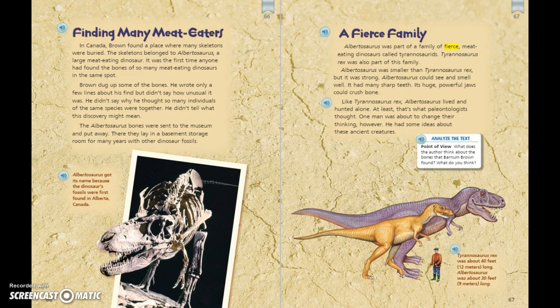We're also going to analyze the text on page 67. Point of view. What does the author think about the bones that Barnum Brown found? What do you think? Well, the author says that one man was about to change paleontologists' thoughts about this with his ideas. So do you think that the author agrees with the man? Well, she seems to agree that the Albertosaurus might not have lived or hunted alone.